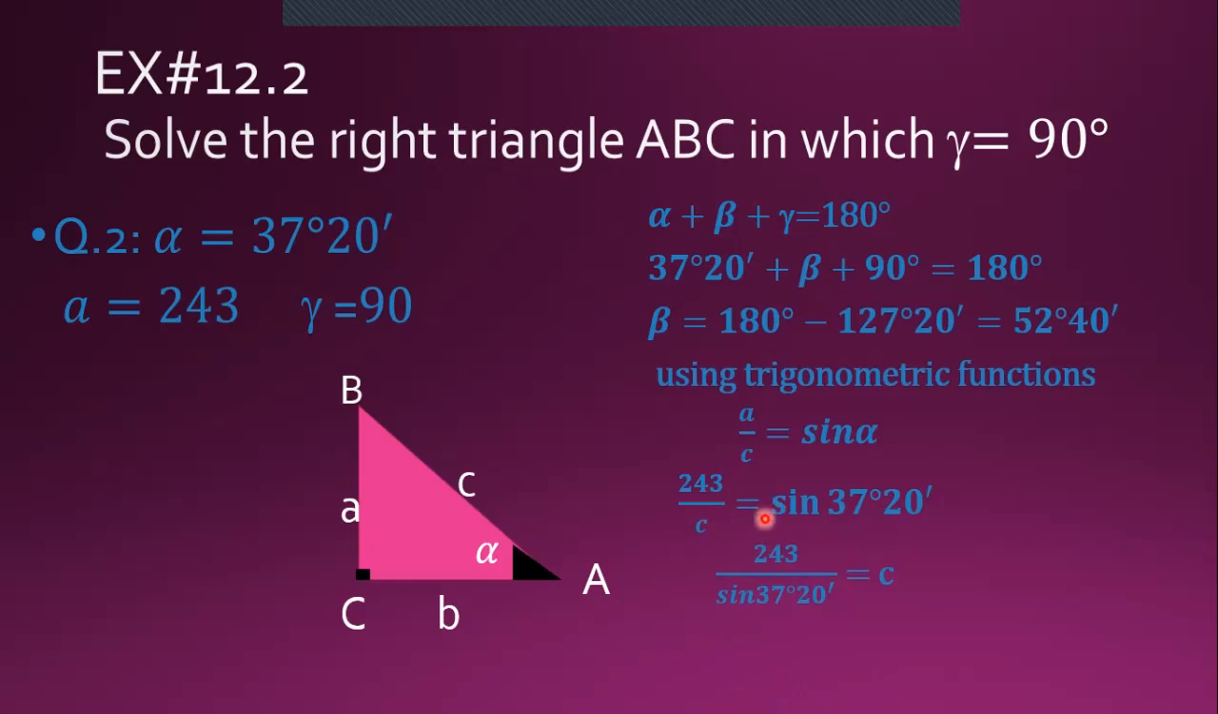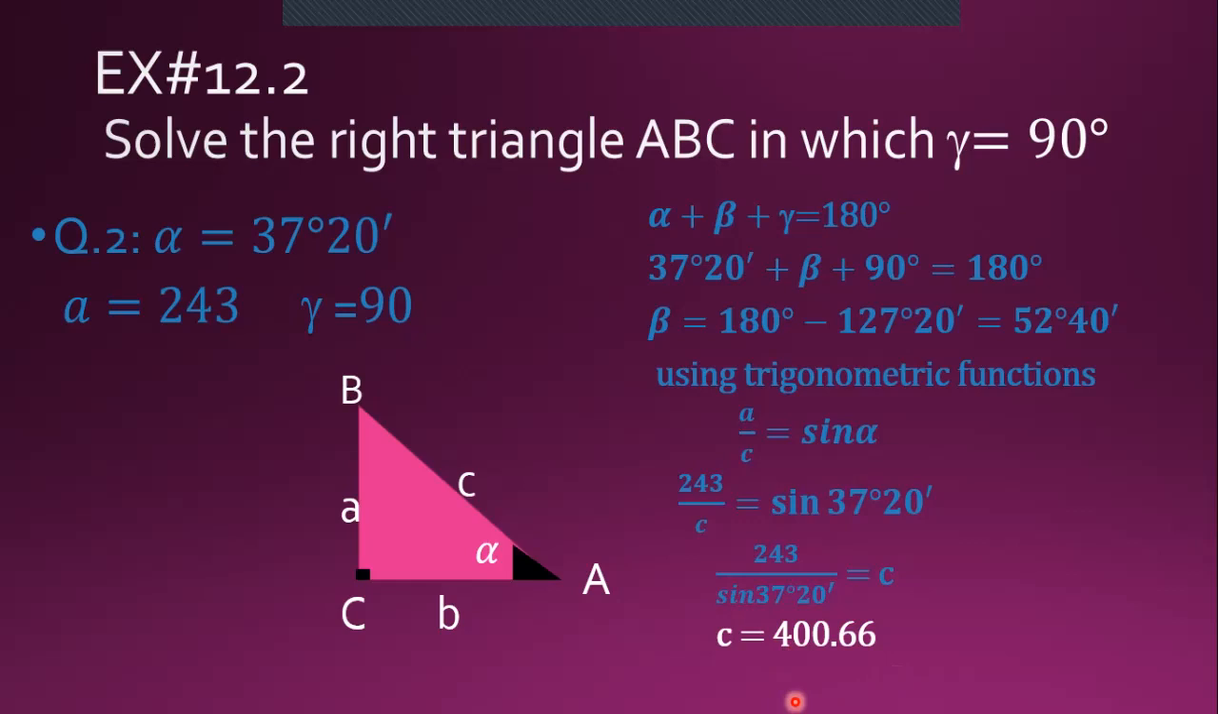This C has been shifted onto this side, and this sine 37 degree 20 minutes has been shifted onto this side. After simplification, you will do the simplification in the same way: 240 over sine 37 degree 20 minutes. You don't need to find sine 37 degree 20 minutes first and then write it here. Just do it in one step. Make use of brackets where required, and that will give the answer.